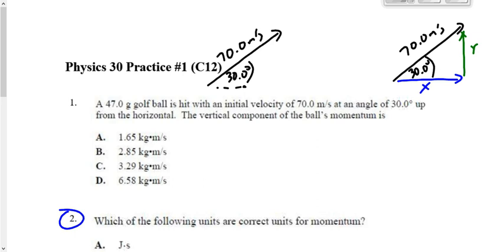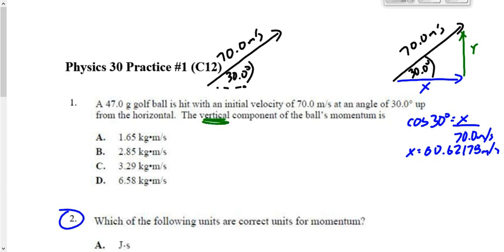Let's find the value of x. Let's do that by saying cosine 30 degrees is equal to x over 70.0 meters per second. Anybody have the value of that? I don't have that on my answer key. Does anybody have that? Why do I not have that on my answer key? It's 60.62178, by the way. Yep, Calvin? Yeah, because we're looking for the vertical component of it, right? If I was looking for the horizontal component of it, that's the one that I want.